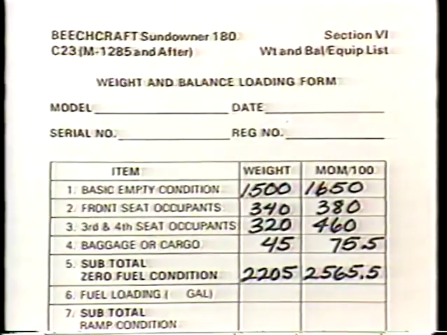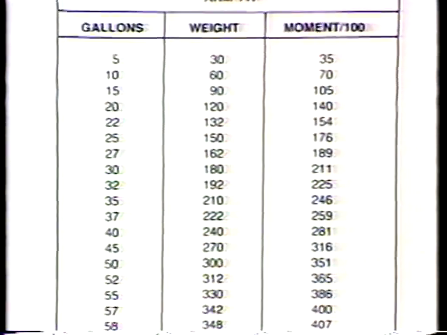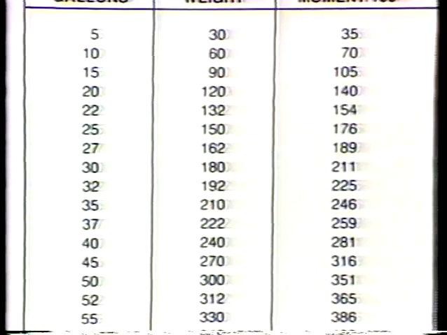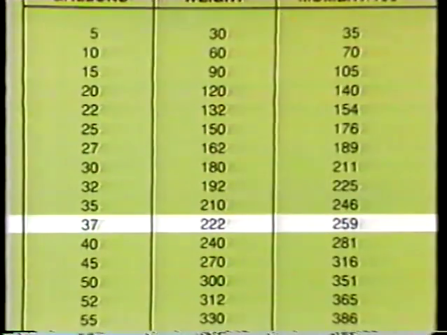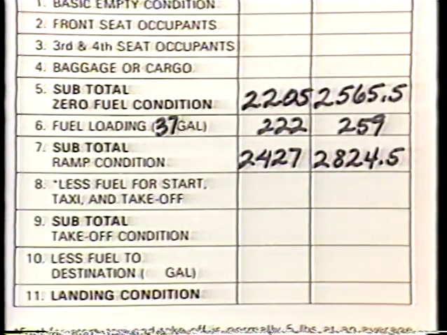The zero fuel subtotals read 2,205 pounds and 2,565.5 moment. Next, you add the usable fuel, which is 37 gallons. At 6 pounds per gallon, it weighs 222 pounds. And by consulting the fuel table, it has a moment of 259. The ramp condition figures read 2,427 pounds and 2,824.5 moment.